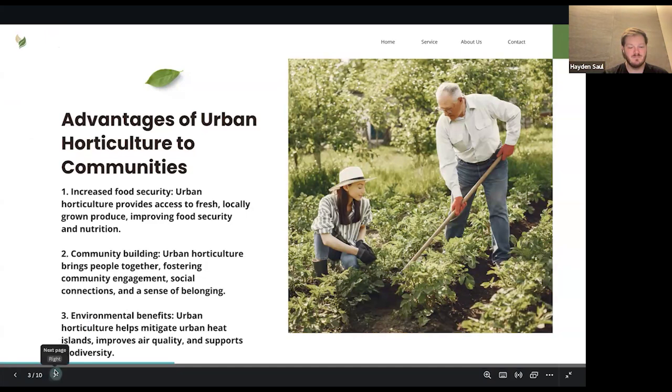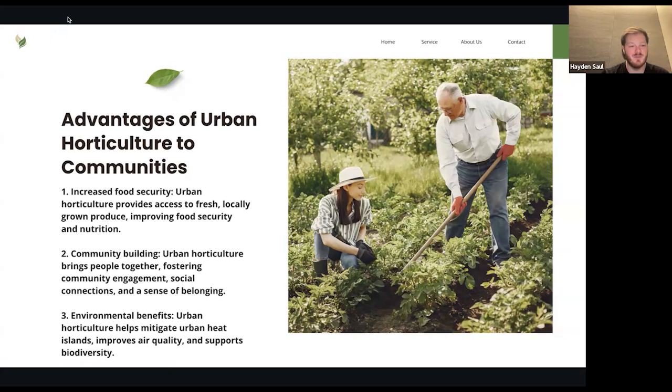Hayden, on what slide are we? We are currently on slide 3, titled Advantages of Urban Horticulture in Communities.